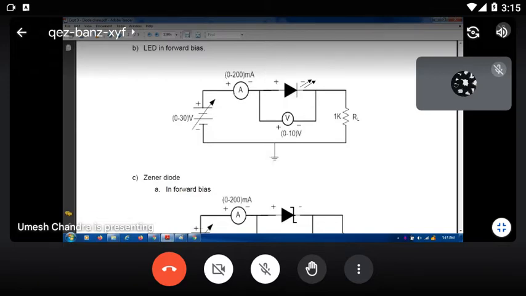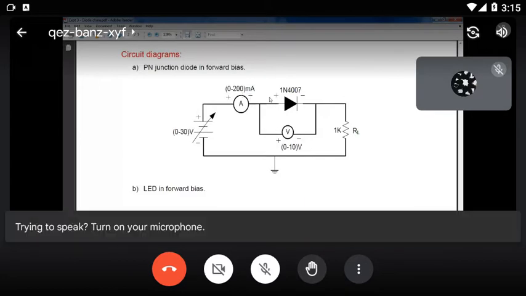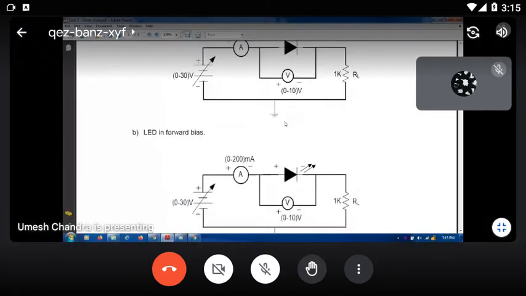Similarly, first you design the PN junction diode. Then after completing the PN junction diode, you remove the PN junction diode and fix an LED. When you fix the LED in the circuit, first you identify which terminal is positive and which terminal is negative. First you identify that, and after that you connect the designed circuit.